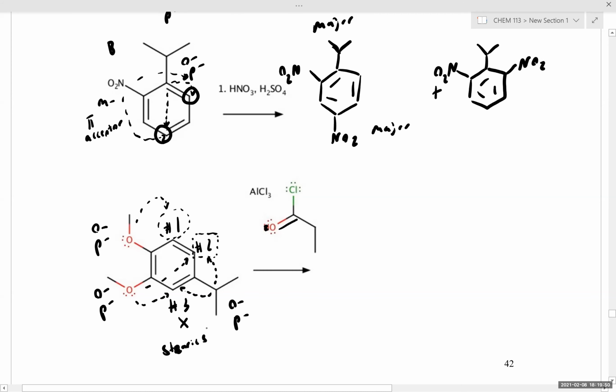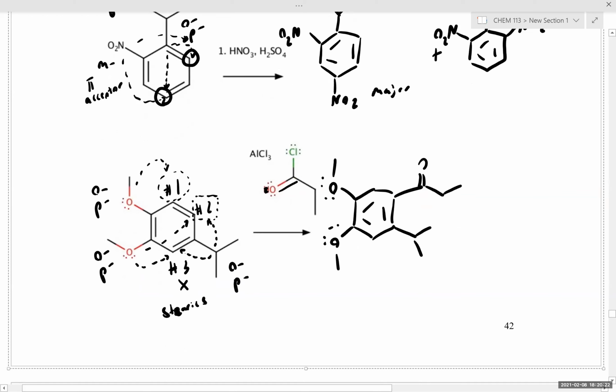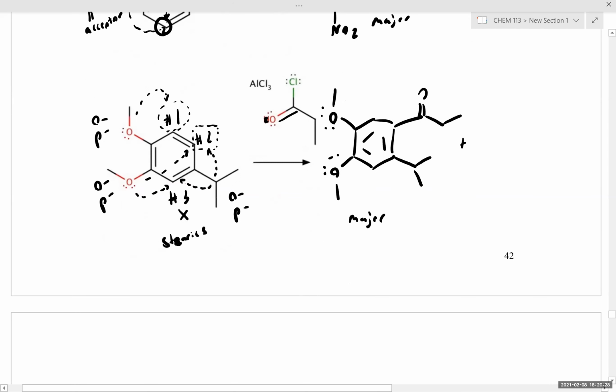And if we had to pick which position, 2 or position 1, experiences the greatest amount of directing effects, would it be 2? Yep. Both of the directing effects are directing to position 2. And so position 2 is slightly more activated. It is a little bit more hindered, but the activating effects do win out in this case because we have a clear difference in activation between our two positions. So this would be the major product, if only slightly. And reaction at position 1 is slightly minor.